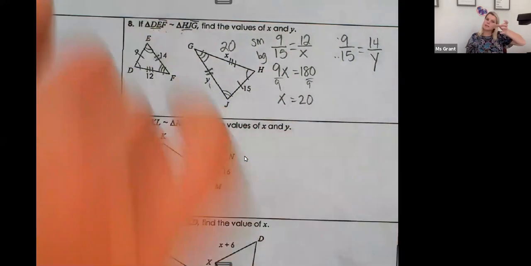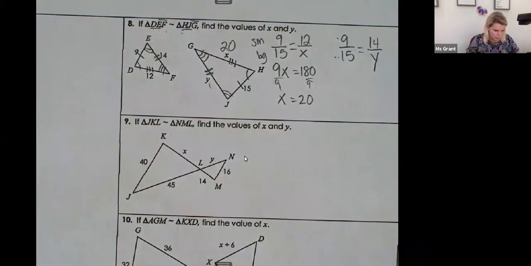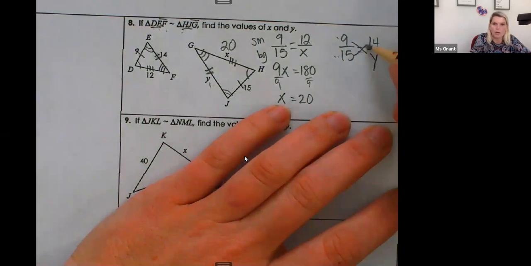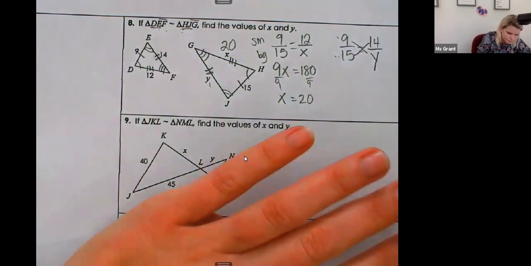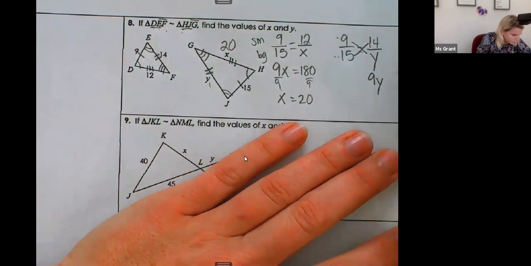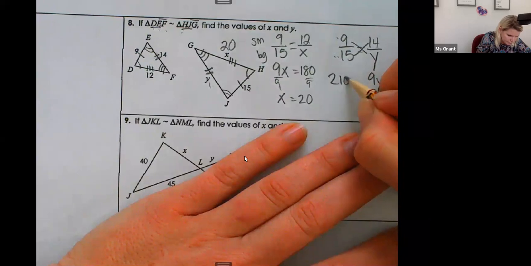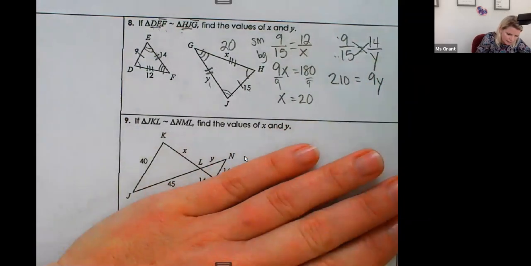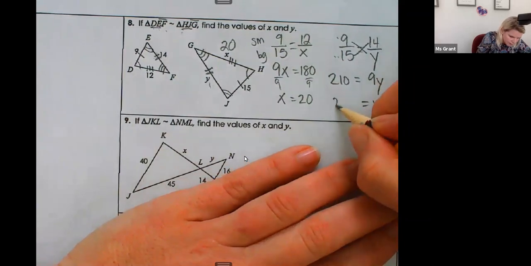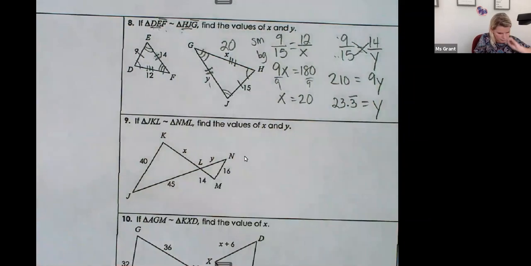Just because the triangle is shifted or rotated doesn't mean you can't do it. You just have to proceed with caution, right? Proceed with caution. 9Y, 15 times 14 is 210. It doesn't go in evenly. I'll tell you what it is though. 23 and a third, 23.3 repeated.